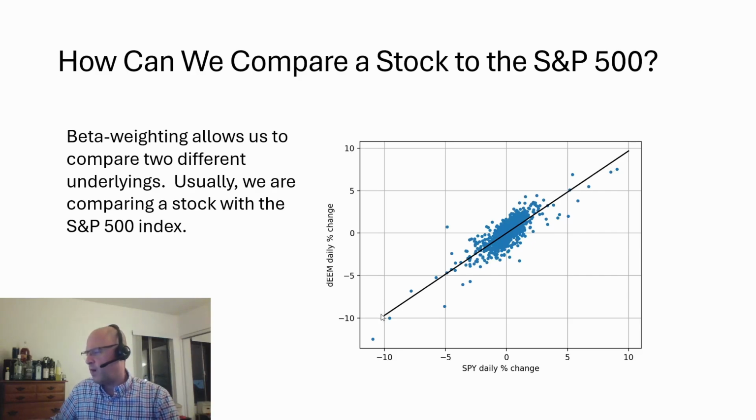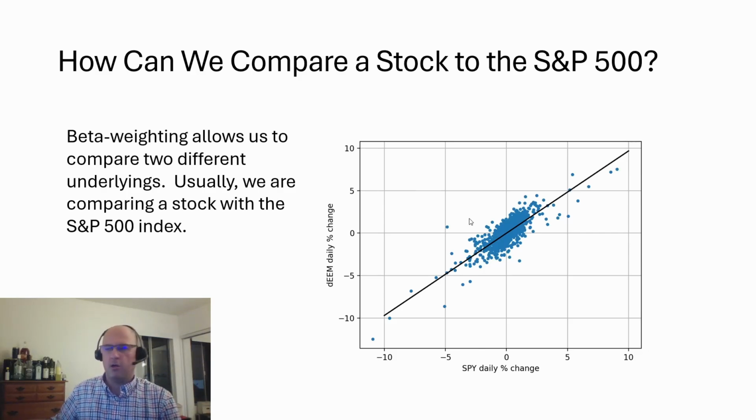So when SPY is down big, like down here, EEM is down big. When there are small changes to the negative side, EEM is down small. When SPY is up a little, EEM is up a little, and so on. So a big move up in SPY corresponds to a big move up in EEM.